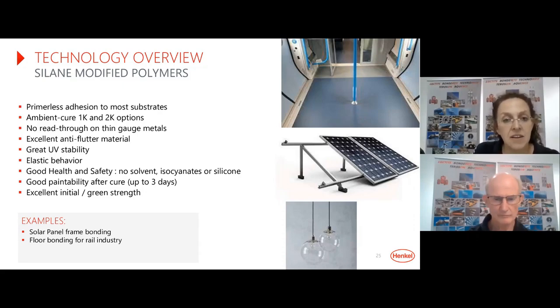And in this particular example, because of the tolerances in blown glass, there was a relatively large gap to fill between the glass bowl and the metallic fitting at the top of the light. And the MS polymers were able to fill these.